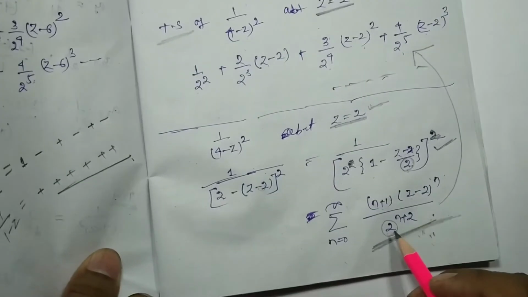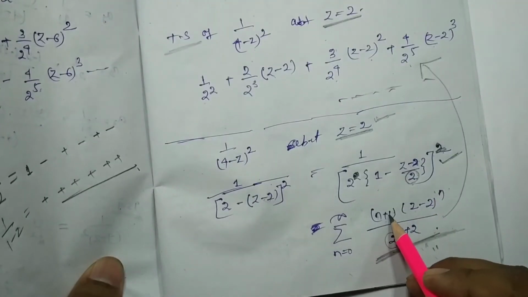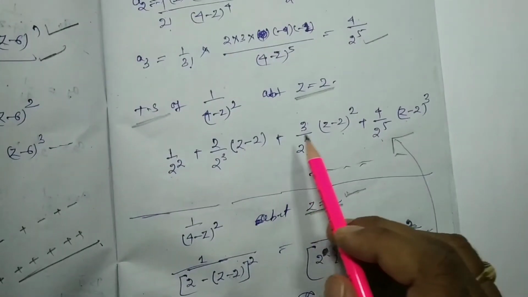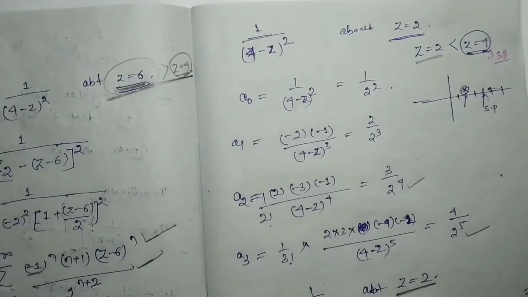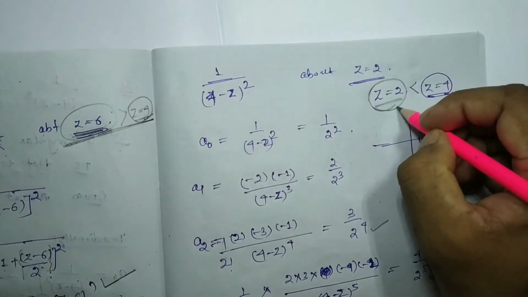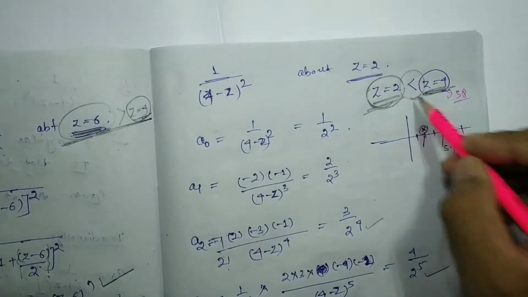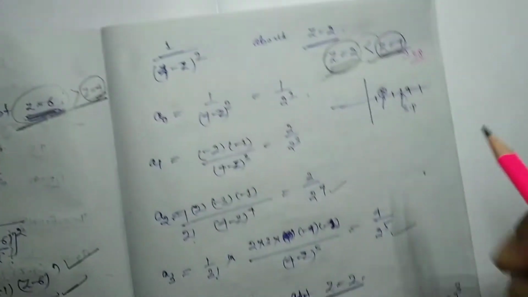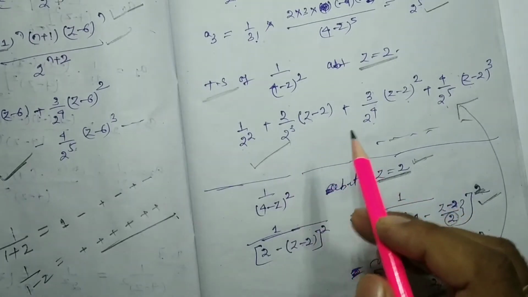Now we have to put n equal to 1. So 2 to the power 1 plus 2, 2 to the power 3 is here. So n plus 1, n is 1, plus 1 is 2, z minus 2 to the power 1, z minus 2. Likewise, these terms you can also get by considering n equal to 2 and n equal to 3. So here we found one thing: whenever we consider the point about which we have to find the Taylor series, if that point is less than the singular point, then all the terms come out positive.